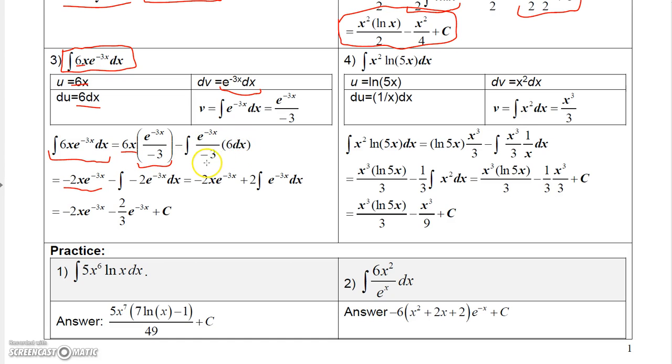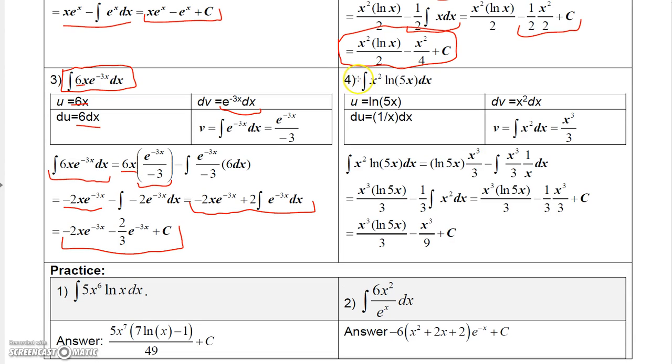And then this integral, negative 3 goes into 6, gives me a negative. So I get a negative 2 e to the negative 3x dx. And now, see, I have two negatives, a negative here and a negative here. So let's just change that to a plus. So that gives me minus 2x e to the negative 3x plus 2 times the integral e to the negative 3x. And again, we know how to integrate e to the negative 3x. It's just e to the negative 3x over negative 3. So you take 2 times e to the negative 3x over negative 3, and you get minus 2/3 e to the negative 3x. And then make sure you throw in your constant at the end.